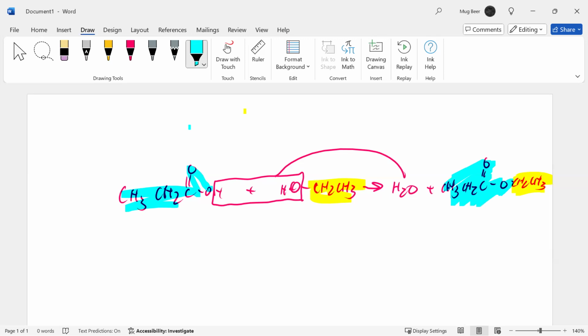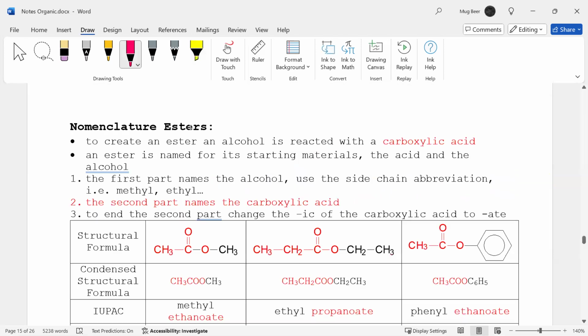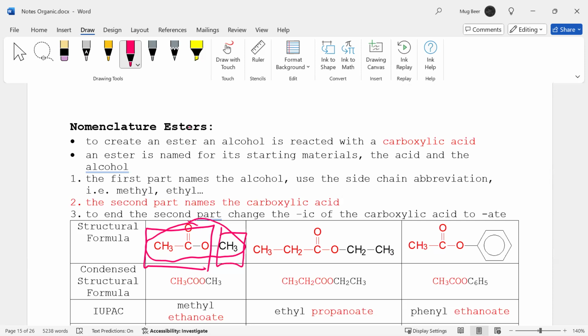So what we do is we name it for the two parts that it used to be. And so we're going to name it for the alcohol first, and then we're going to name it for the carboxylic acid it was. So when you look at this ester and you want to name it, what you do is say, okay, this part right here used to be an acid. So this is going to be the end name. This part right here used to be an alcohol, and so I'll name that first. So this guy is methyl ethanoate.